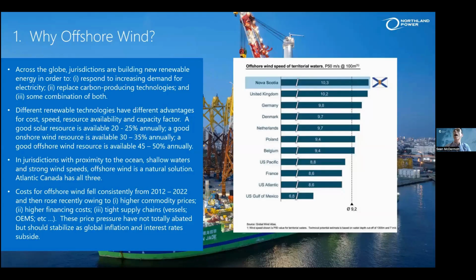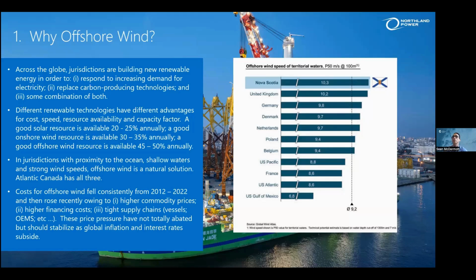So, why offshore wind? What is it about offshore wind that has captured the attention of media, of developers, of governments around the world? Well, I think to start, as I'm sure everyone on the call is aware, there's a global movement to reduce carbon emissions, and a big part of that is transitioning to renewable energy. The demand for renewable energy comes from a few places. One, as mentioned, is replacing carbon-producing technologies. Two is actually just new demand for electricity and for power across the world.